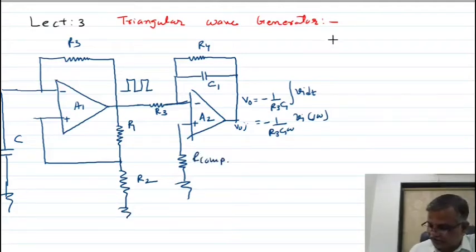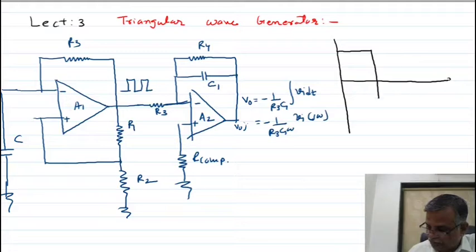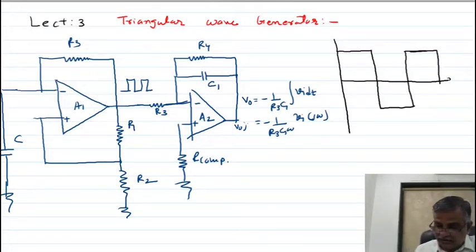Listen, now discussing the circuit. I am showing you this is the square wave output of the first op-amp. This op-amp has such kind of output, and the second circuit, look here, the second circuit integrates this square wave, and we already know that if you integrate the square wave, then you will get the ramp voltage that I am showing you. This ramp voltage.